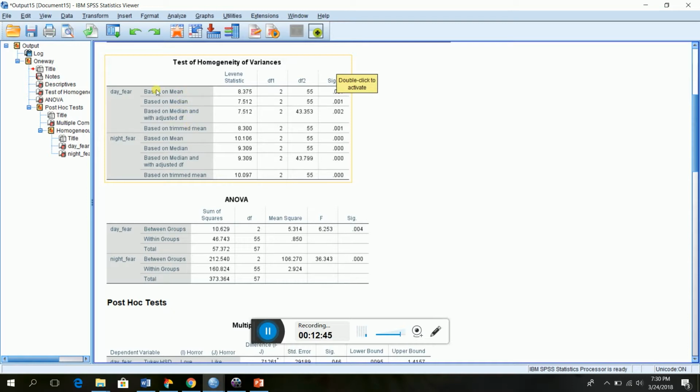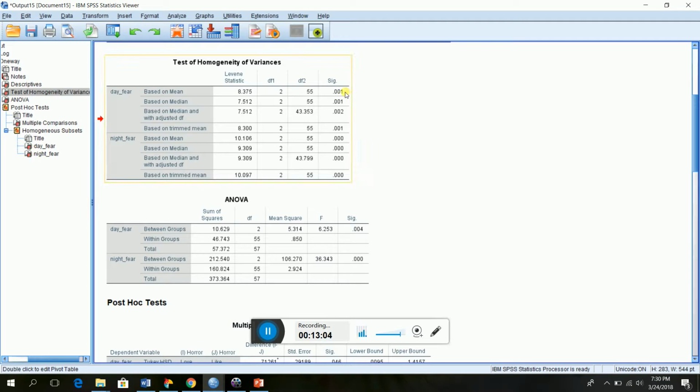So we're going to look at the day fear condition, and we're going to want to know if we have homogeneity of variance here. I can't see because of this. Let me click somewhere else to get rid of it. Here we go. Oh, look at that. We've got a significant Levene's test. That means we do have a violation. We don't have homogeneity of variance.